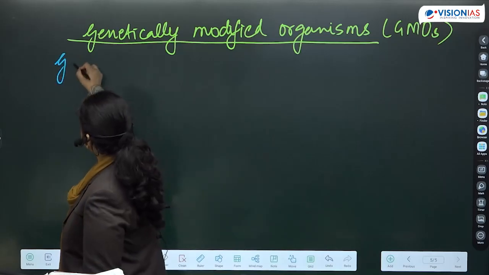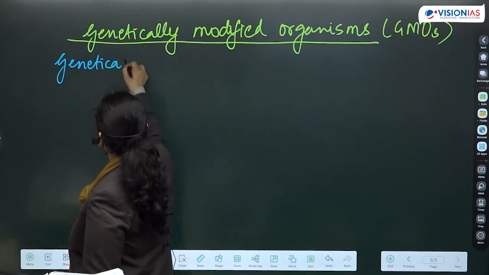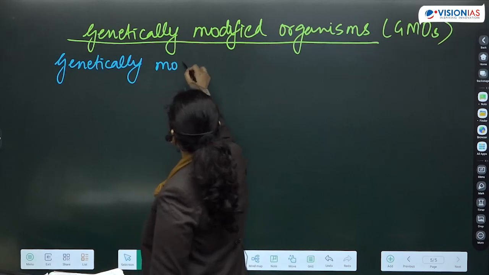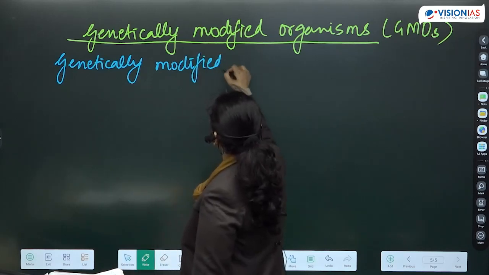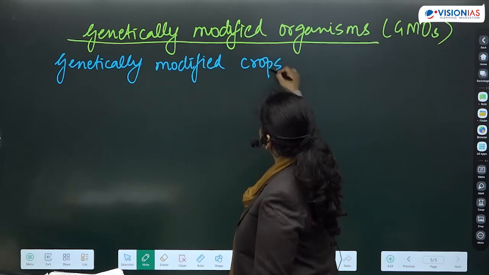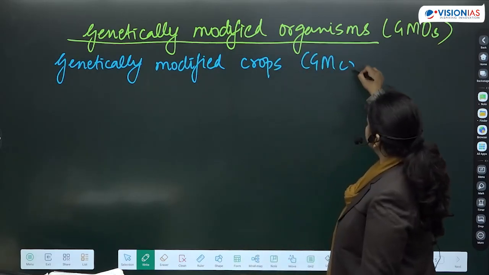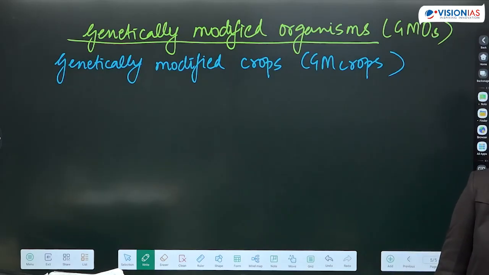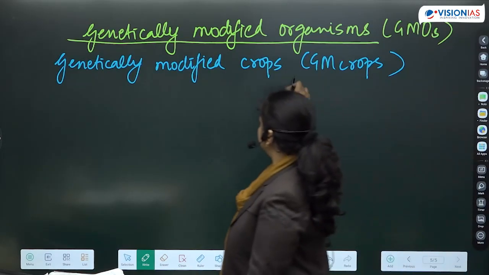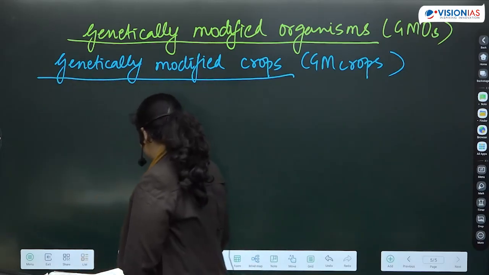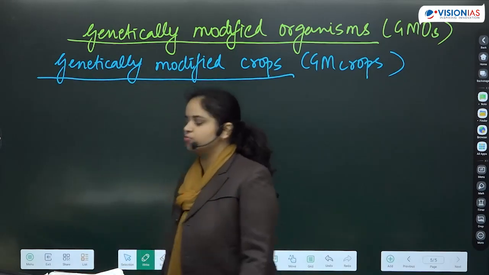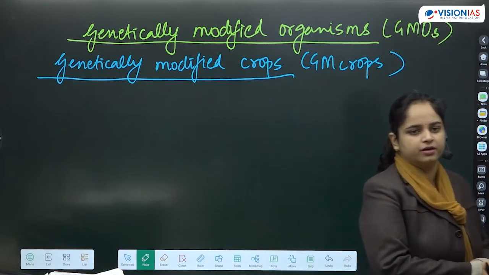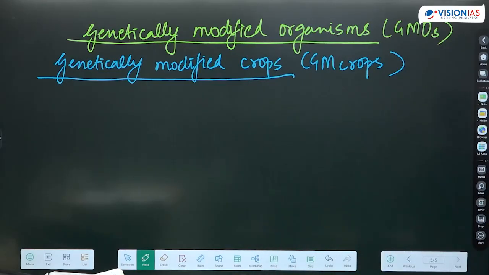When we do this, or when this happens in plants, we say these are genetically modified crops, or GM crops. Now the question which I want to ask you here is, if you are trying to modify crops for agriculture, what can be the objective of that? Why would you want to do it? What will be the purpose behind doing that?